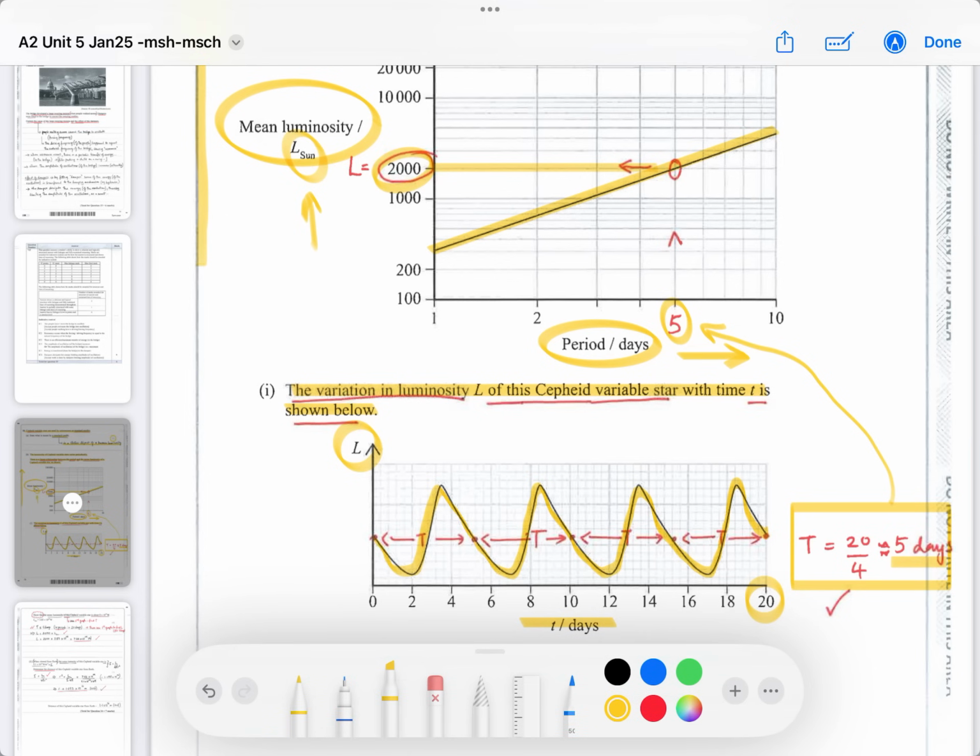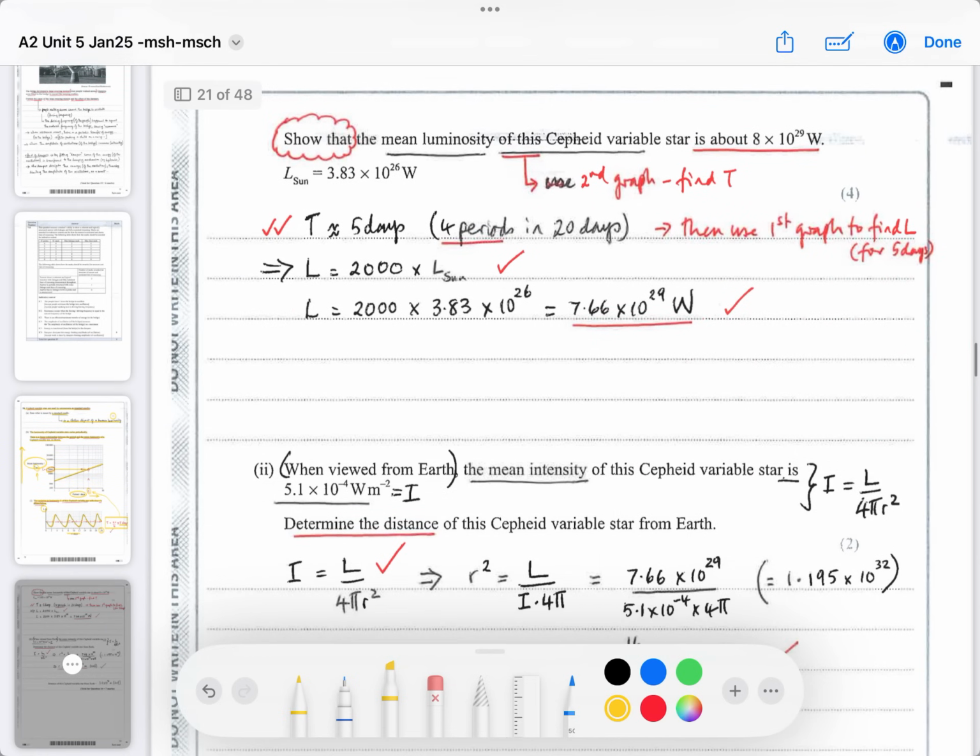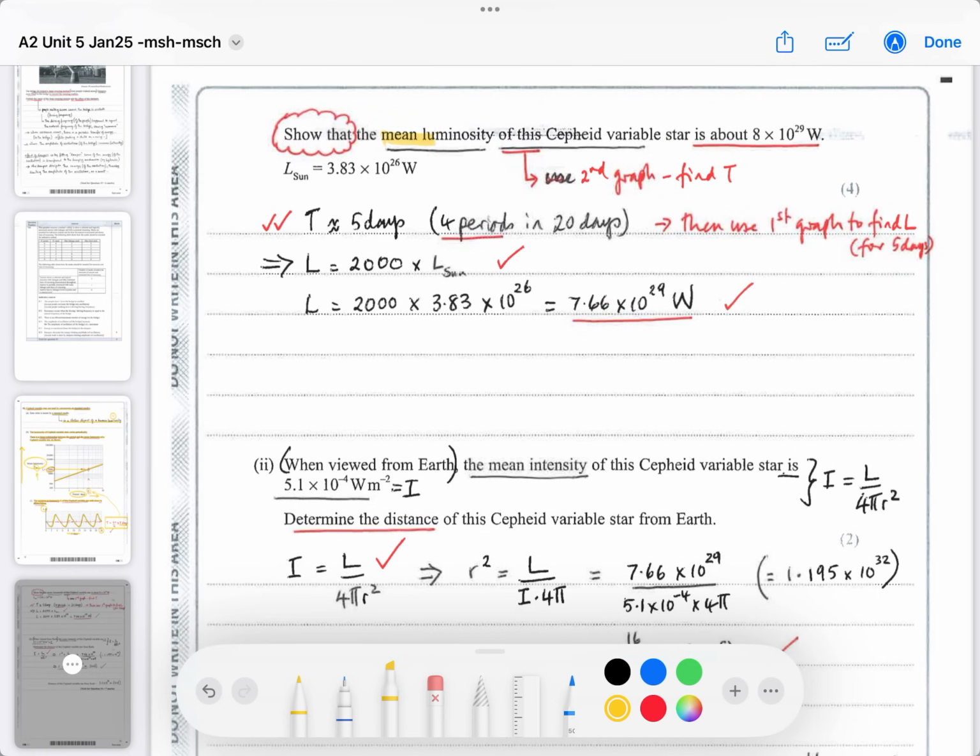Okay, so I'm prefacing this as the introduction to the question that they're going to ask. They're going to ask you to do what I've just done. Okay, so they want you to show that the mean luminosity of this particular Cepheid variable star is about 8 times 10 to the 29 watts. Well, all you've got to do is use the second graph to find the T, like I showed you. Then look at 5 days on the first graph. Yeah, so you've got the period as 5 days. You'll get 2 marks. Okay, so you counted a multiple number of periods. Don't just count one, for accuracy.